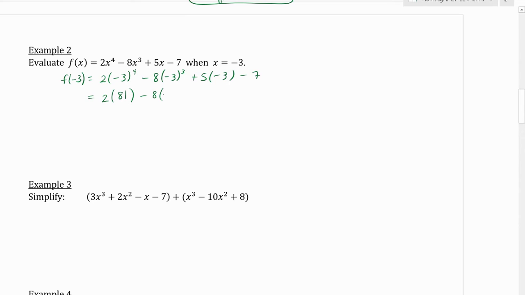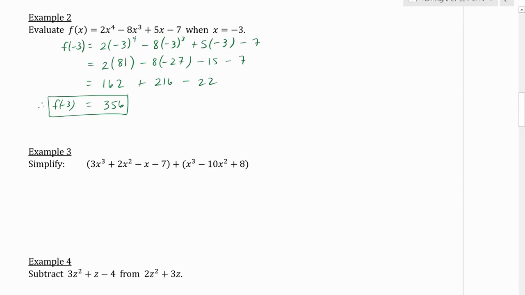Negative 3 cubed is a negative 27. Here's a negative 15 minus 7. 162 plus, what is 8 times 27? 216 minus, I can go ahead and put those together. That's minus 22. 162 plus 216 minus 22 is 356. So f of negative 3 is 356.